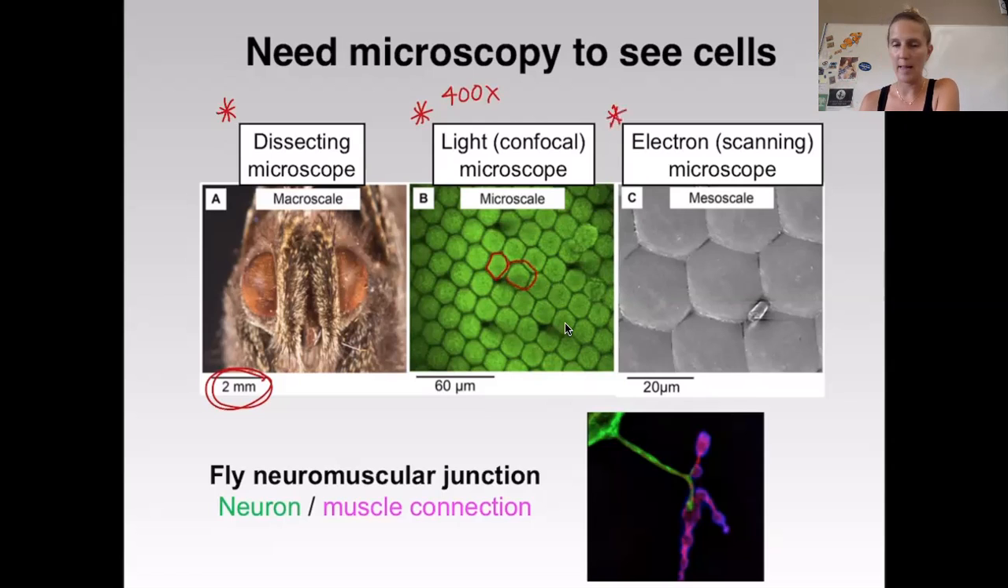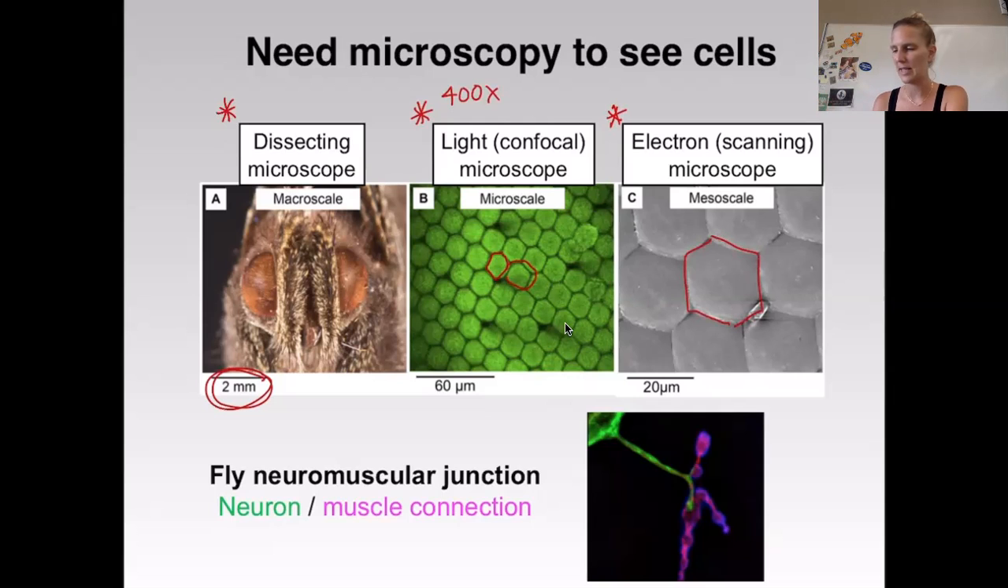Then we have the big bad boy called the electron microscope, where now you can see that cell is much, much more zoomed in. And on the individual cell, you can start to see more detail within a cell.